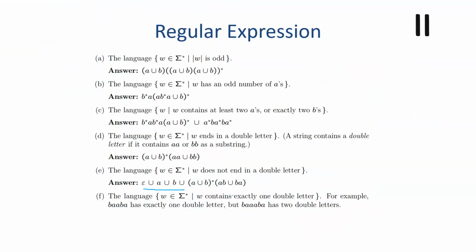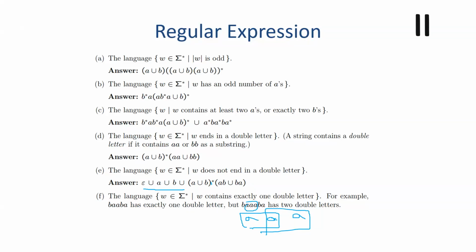All right, last one. The language W contains exactly one double letter. Exactly one. Either AA or BB, not both. You can have AA, you can have BB, but you can't have them both at the same time, because that would mean two double letters. And also, you can't have three consecutive letters. If you have AAA, this is considered two double letters, because here you have AA and here you have AA. So that's also not acceptable.